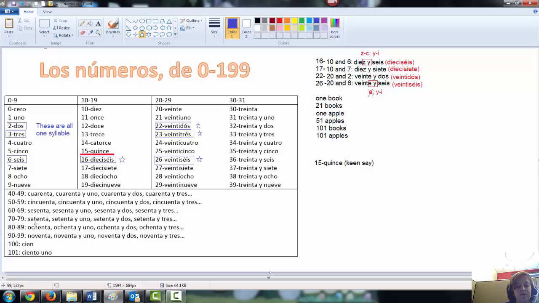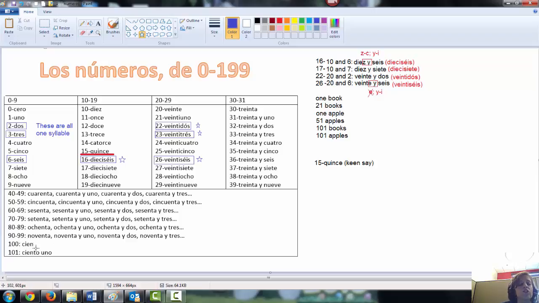70 is setenta, so 71 would be 70 and 1, 70 and 2, 72, 70 and 3, 73, and so on. 80 is ochenta, so 81 would be 80 and 1, 80 and 2, 82, 80 and 3, 83, and so on. 90 would be noventa, 90 and 1, 91, 90 and 2, 92, 90 and 3, 93, and then 100 is cien.